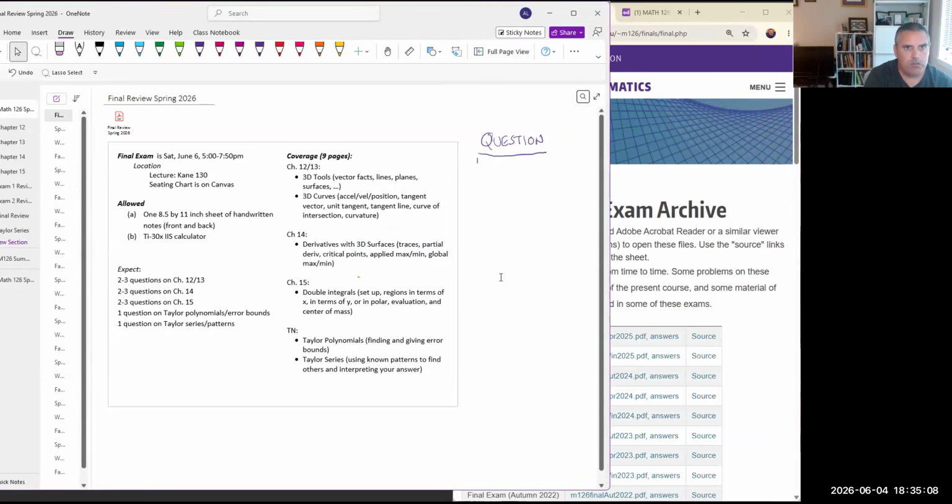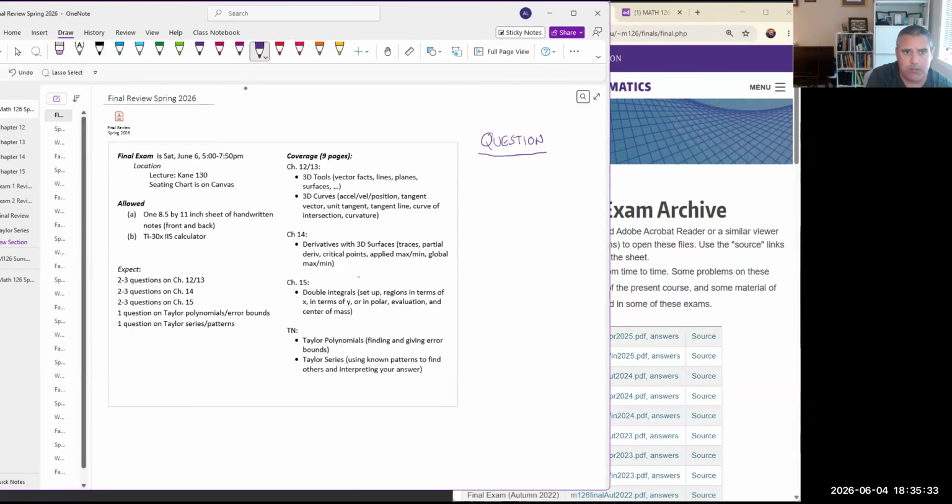A few general notes. For my students, everyone is in Kane 130. There's a seating chart within the last module of our Canvas page, which should have your seat. If you're someone that has DRS accommodations, you're in a separate place. Anyways, so check all that out. Tomorrow in class, we'll just take questions as well.